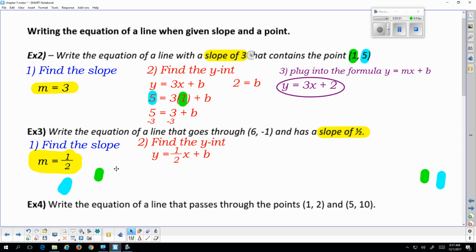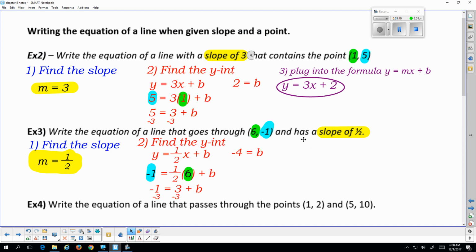Remember from before, we plug in x and we plug in y. Okay, so we have x, we have y. We're going to plug them in. So instead of y, what am I going to write? I'm going to write negative 1. Instead of x, what am I going to write? I'm going to write 6. So I'm plugging them in. And now let's solve. Do the multiplication. What's 1/2 times 6? It's going to give me 3. And how do I solve this equation? I have to subtract 3 from both sides, and I get b equals negative 4.